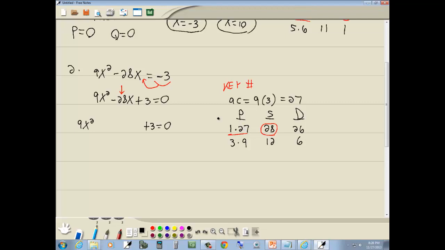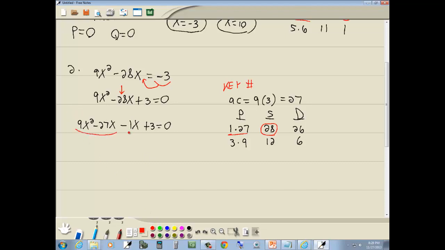Will always be the same sign as the middle term. Middle term is negative in this problem, so we got negative 27x. The number we circled is in the S column. S for same signs. So if 27 is negative, then the 1 will be negative.